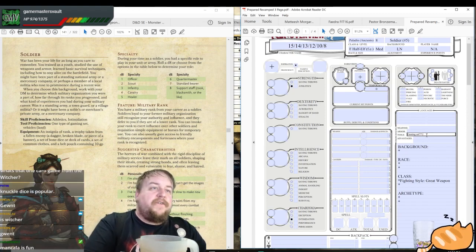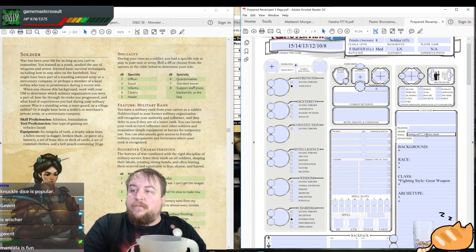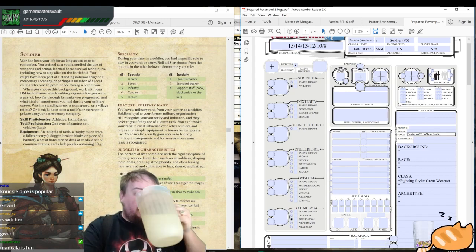And we are also proficient at vehicles, land. In other words, we know how to drive a wagon even in perilous circumstances like rain, wind, maybe even if the animal panics, that kind of a thing. Darkwolf says Mancala is fun.